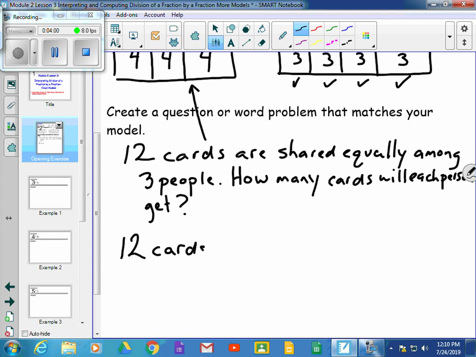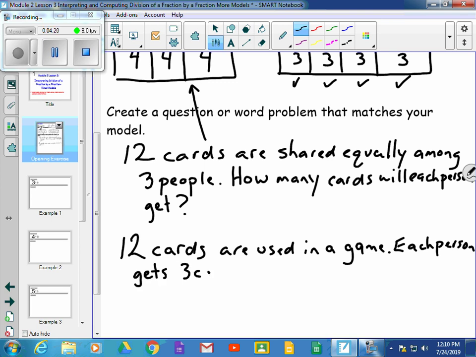12 cards are used in a game. Each person gets 3 cards. How many players can play? That word problem goes along with the second example. Total 12, each person, each group is 3 cards. How many groups are there? 4.